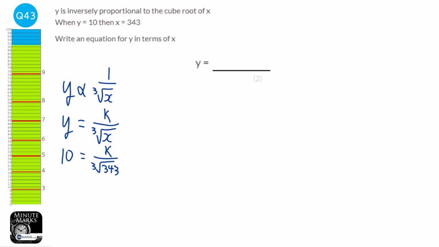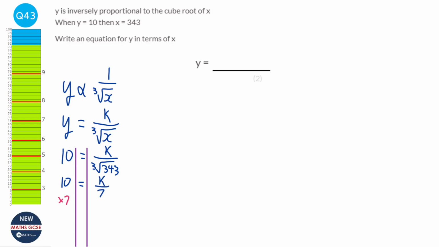Next, we're going to solve that. Now the cube root of 343 is 7, so it's a lot easier to just multiply both sides by 7. So k equals 70, and we rewrite this, instead of k, writing 70. So y equals 70 over the cube root of x.